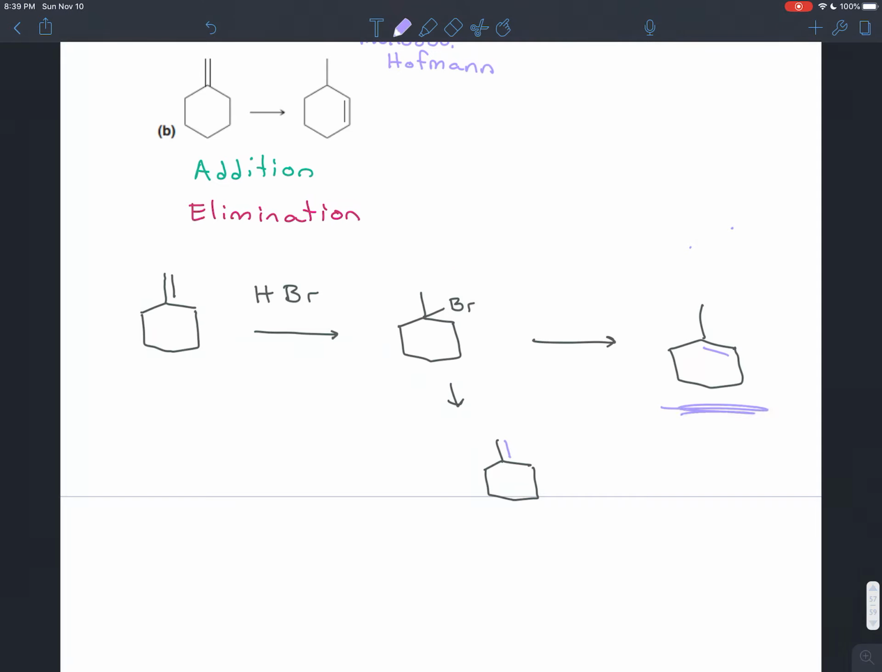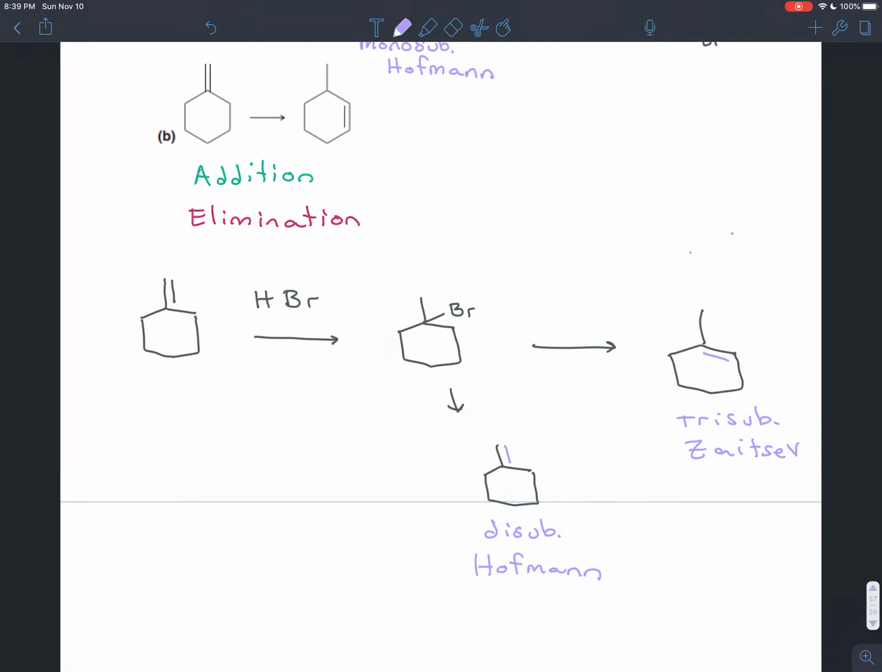The one on the right, this one, is tri-substituted. The one on the bottom is di-substituted. The more substituted, more stable one is the Zaitsev product, and the less substituted, less stable one is the Hofmann product. So we want the pi bond to walk toward the side of the ring where we want the final pi bond. And the one that gets closer in that direction is this Zaitsev product. So we want the Zaitsev product here, not the Hofmann product.